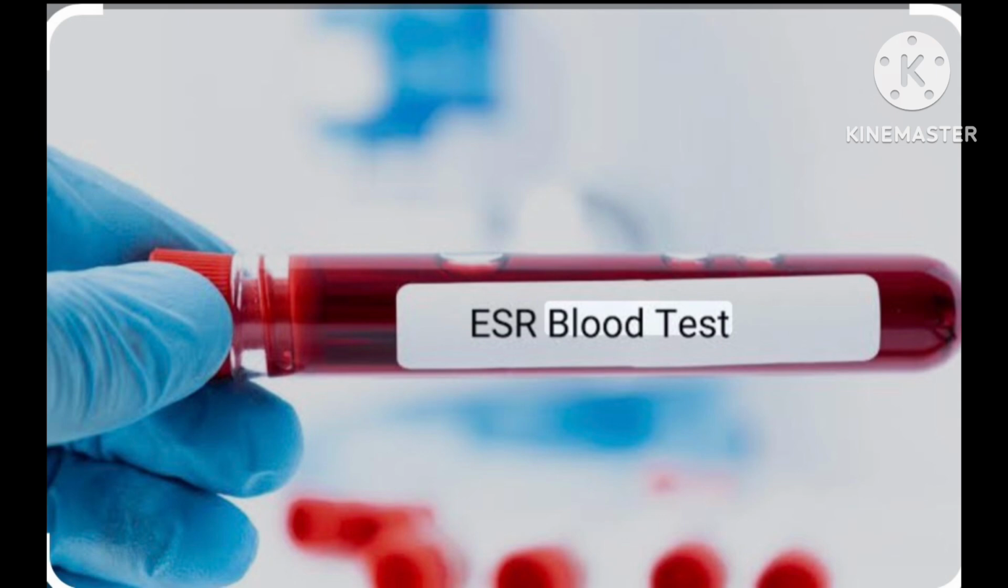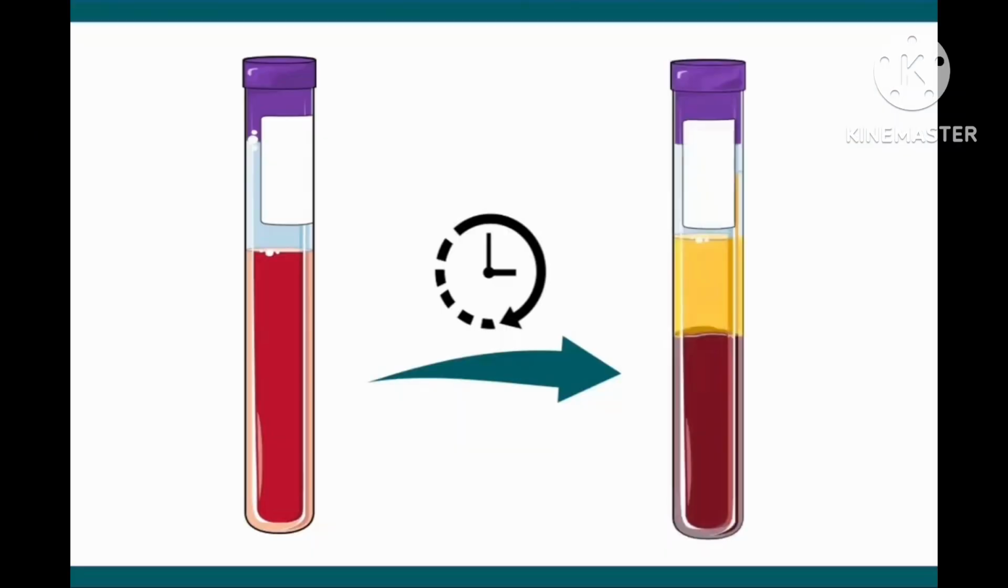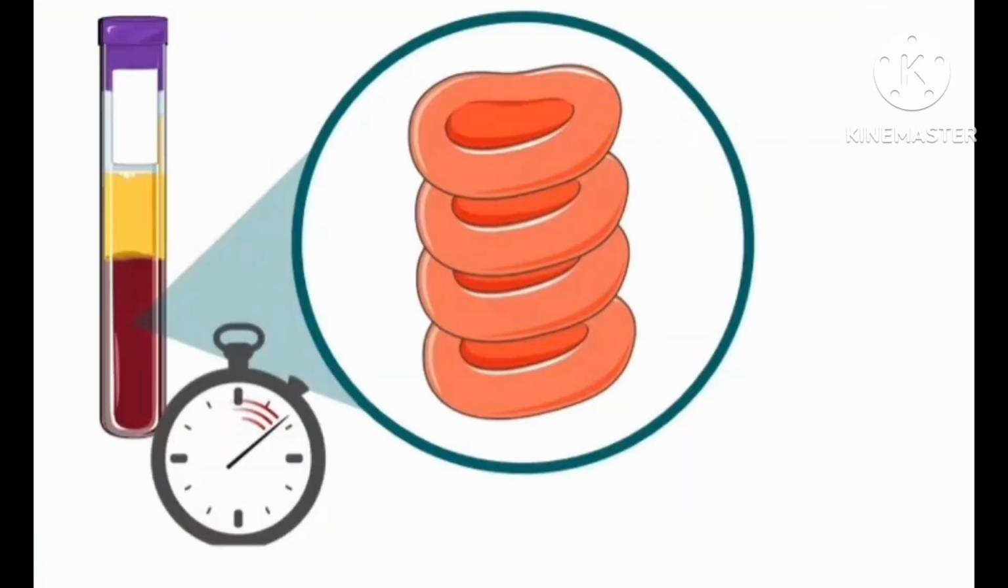Now, what is the principle of this test? If you take some blood in an anticoagulant additive and wait for some time, you will see that the RBCs will settle down at the bottom, and the distance in millimeters of RBC fall in 1 hour is the sedimentation rate. You will see that the plasma gets separated and the RBC sediment will settle at the bottom because of rouleaux formation. What is this rouleaux formation?